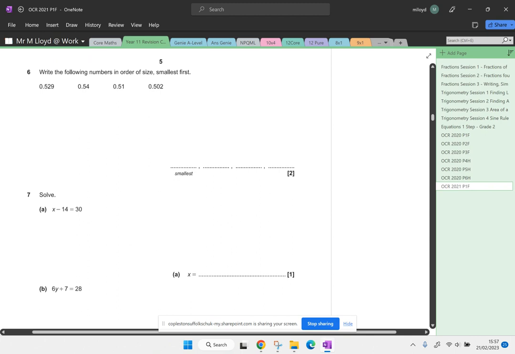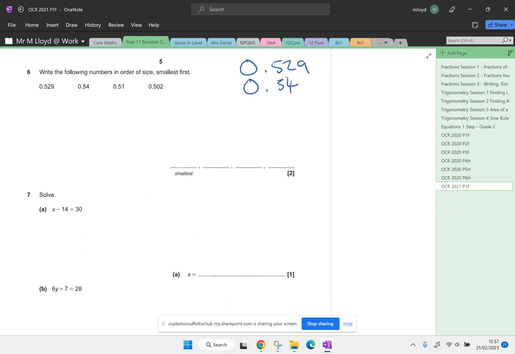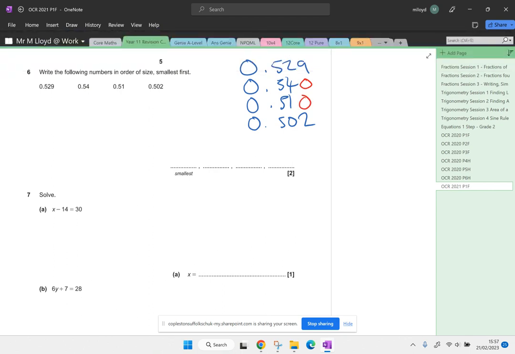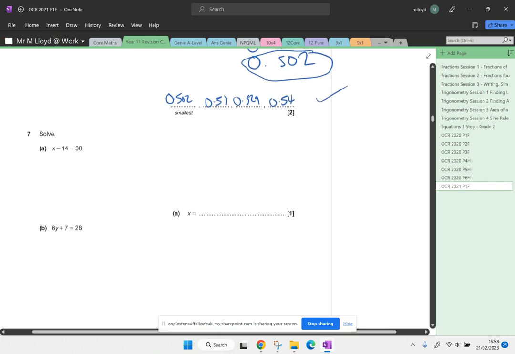Question 6. Write the following numbers in order of size. I must beg that you do this for your exam. Just write them on top of each other and make sure that you've got the place value in order. And then I'm going to use a different color pen here because you can add those zeros in as placeholders. And then obviously they all are 0.5. So the next number is going to be the smallest bit. So we've got 0.502 is the first one. The next one, 0.51. Then we've got 0.529, and then finally 0.54. Sorted.